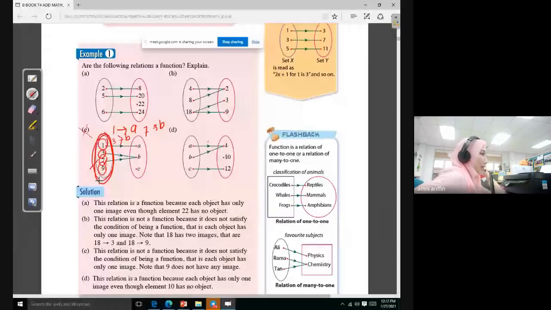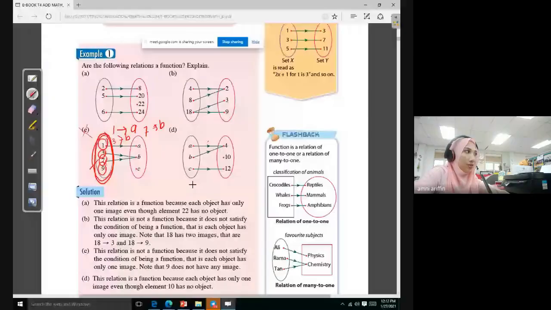Okay, so D. You tengok D. Tengok D, object A produce image 4. And then object B produce image 4. And then object C produce image 12. So this is a function.